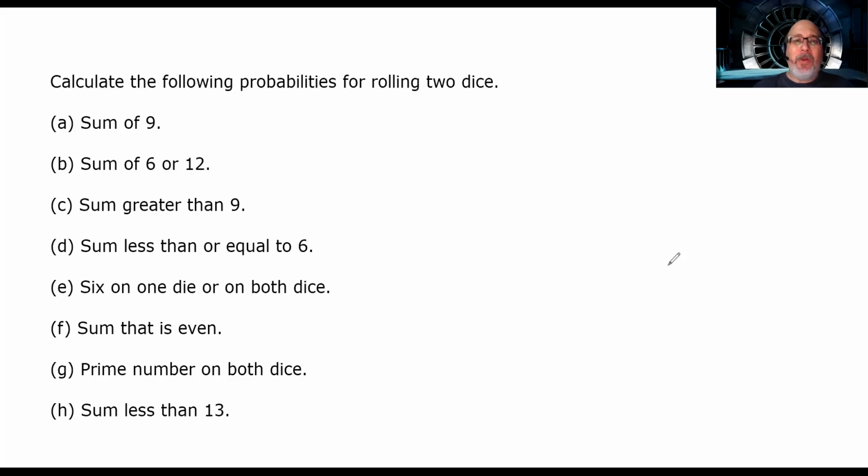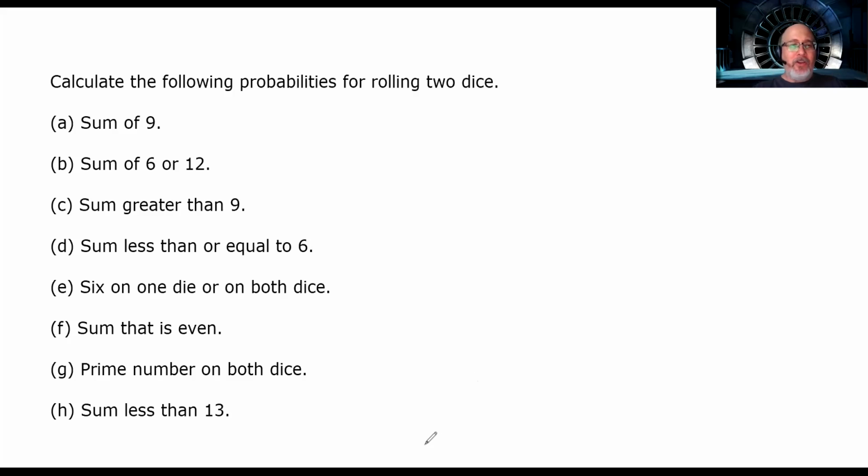Calculate the following probabilities for rolling 2 dice. Well, for all of these, we're going to have the same denominator. Because remember, in theoretical probability, the denominator is the cardinality of the sample space. Translation, it's the number of ways you can roll a pair of dice.